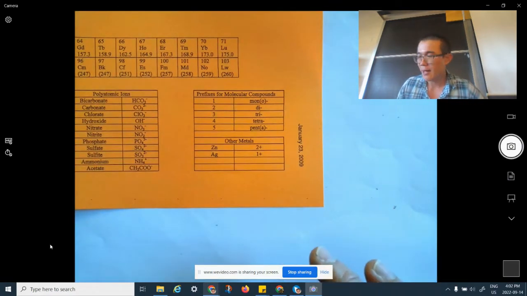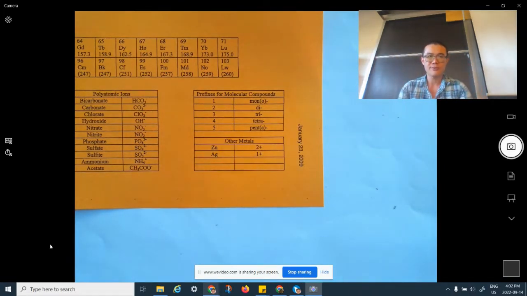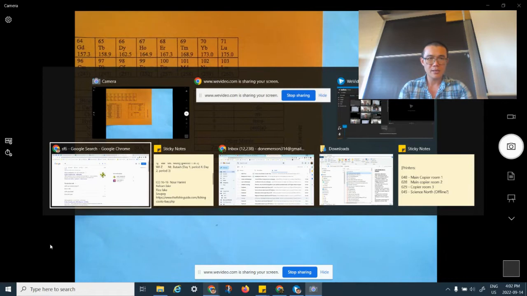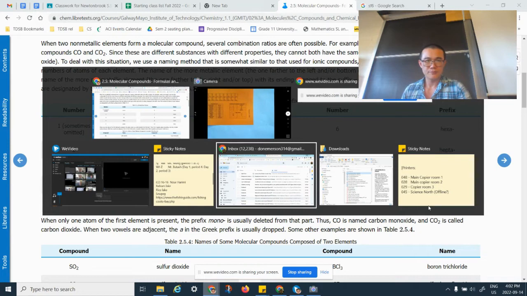Now let's say, what happens if I have numbers six and above? No worries. Here's a screen which you can see, for example mono all the way to penta. Now six is called hexa, seven is hepta, eight is octa, nine is nona, and 10 is deca. Okay, 10 is deca. So now what do we do?